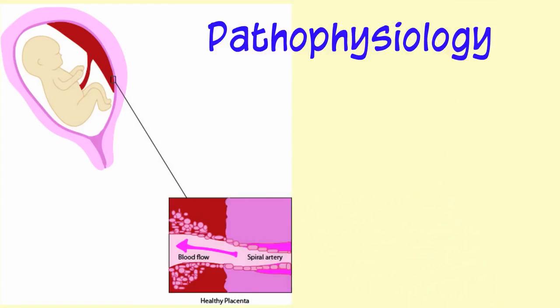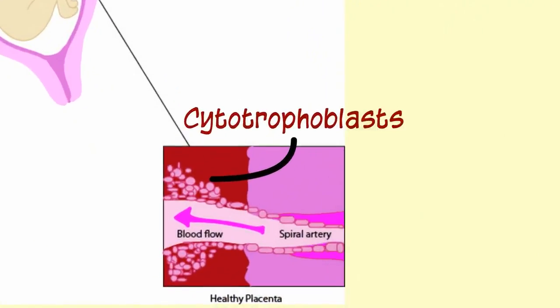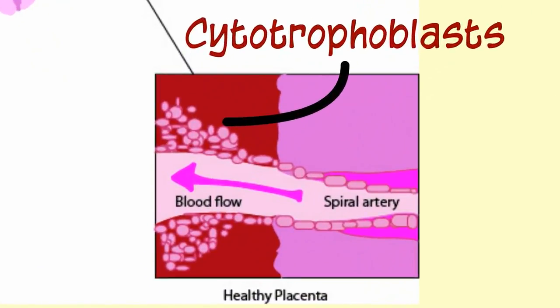During normal pregnancy, fetally derived cytotrophoblasts invade the maternal uterine spiral arteries and replace their endothelium, converting the high-resistance, small-diameter vessels into high-capacitance, low-resistance vessels to ensure adequate delivery of maternal blood to the placenta. As you can see in this healthy placenta, the spiral artery is lined with cytotrophoblasts, making it nice and wide to ensure a lot of blood flow.